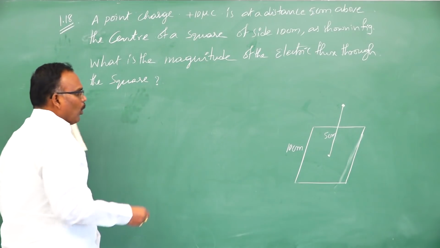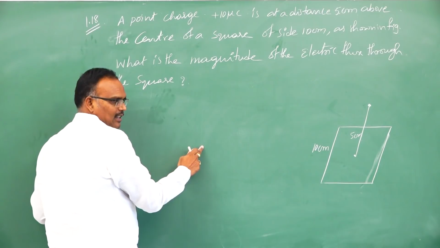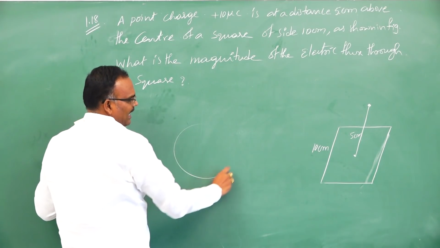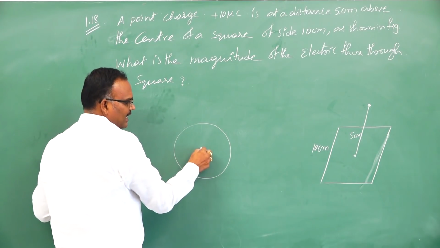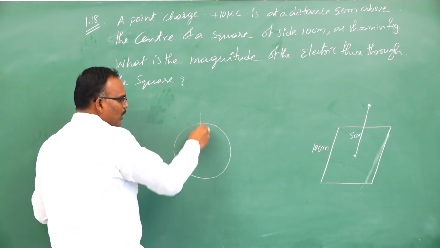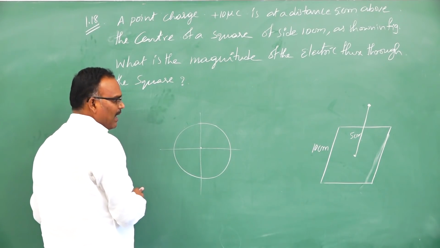See, we know within the Gaussian surface, if you place a charge, for example, see here, this is a sphere I have taken. If it is at the center, then obviously we can divide this into any number of pieces symmetrically, doesn't matter.